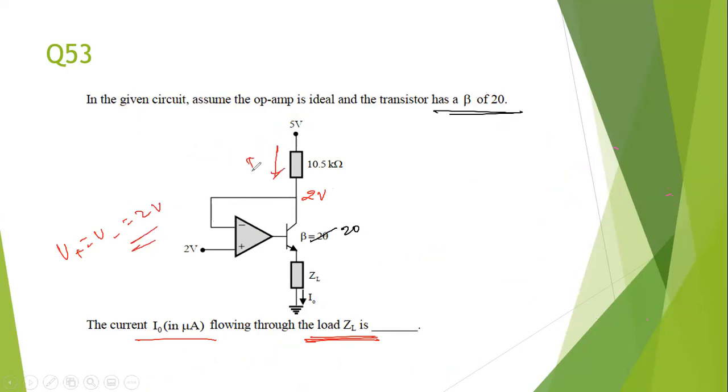Now what is the current of this? Let's say this current Ix. So Ix is 5 minus 2 divided by 10.5 kilo ohm. This is equal to 3 divided by 10.5 kilo ohm, and this is equal to 0.28 milliampere. So Ix equal to 0.28 milliampere. Now what's the value of I0?